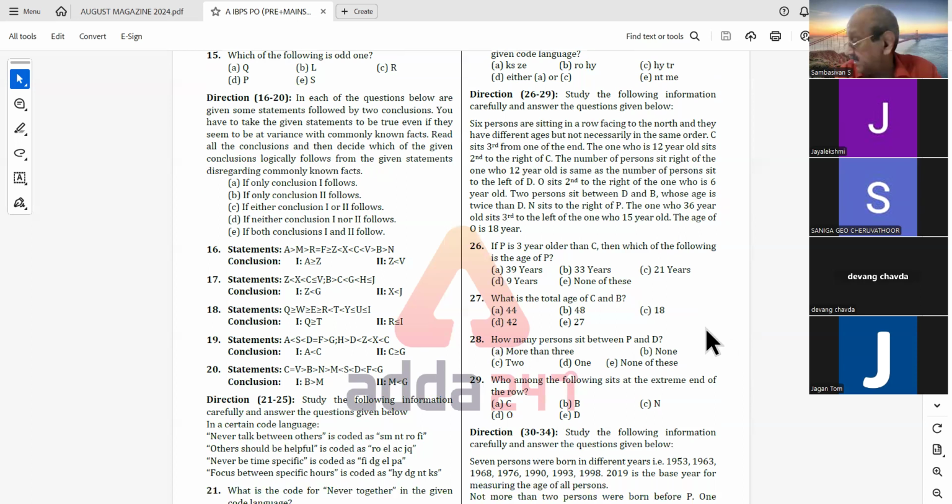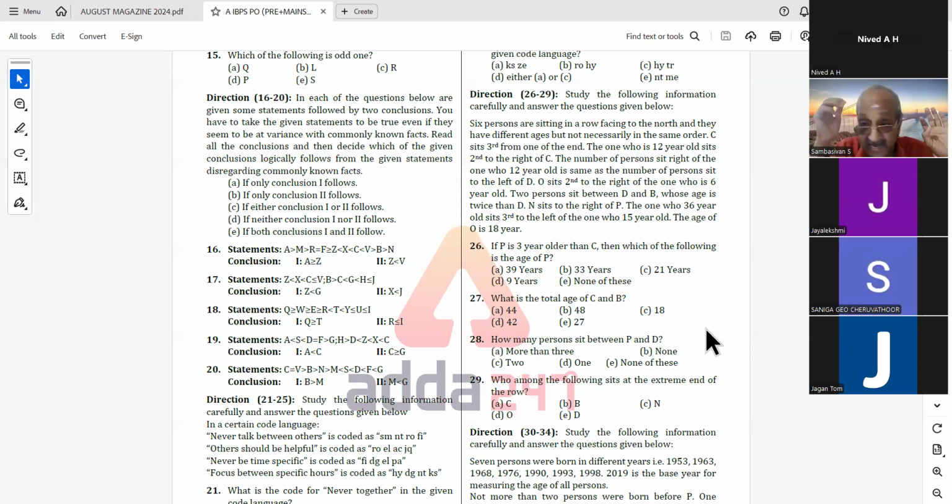Is there anybody who got the correct answers? I am telling you the answers. Please tell me how many of us have got all four correct. 26 is A. 27 is B. 28 is B. And 29 is C. Is there anybody who has got all the answers correct? Please raise your hand. All the four answers correctly.